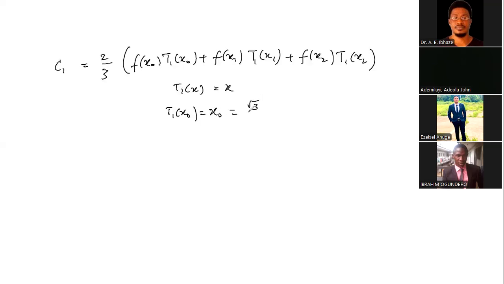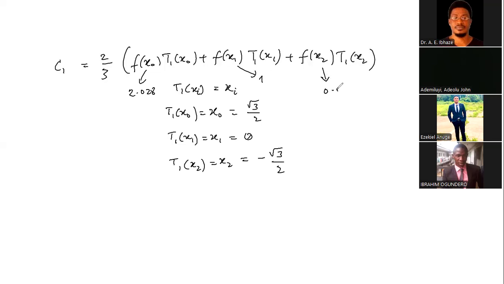And that is square root of 3 over 2. Now, T1 of S1 will be the same as S1, and we already know what our S1 is, which is 0. And T1 of S2 will be the same as S2, because it's the same as X. And we know this is the same as negative square root of 3 over 2. And we already know what f of S0 is, which is 2.028. f of S1 is the same as 1. And f of S2 is the same as 0.493.